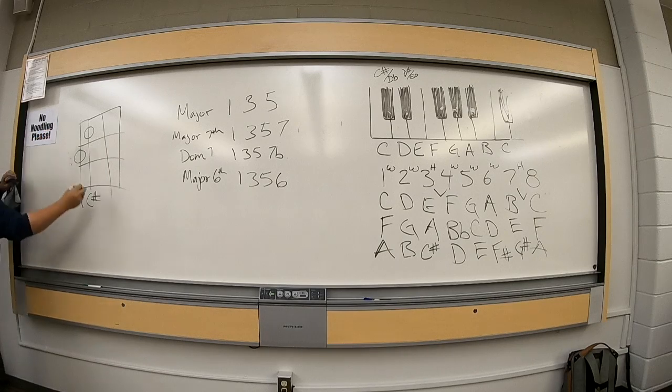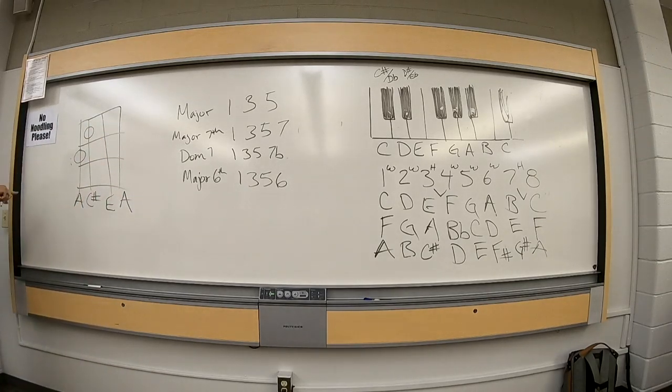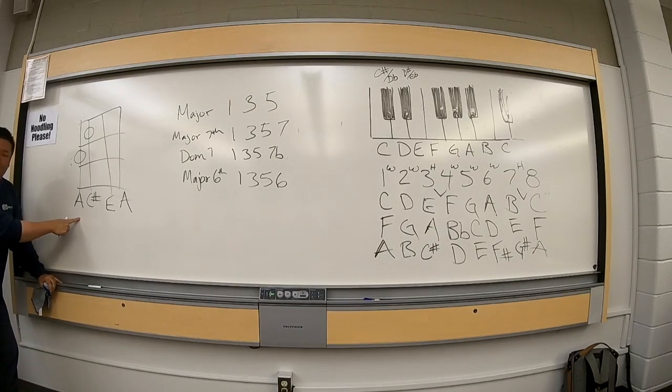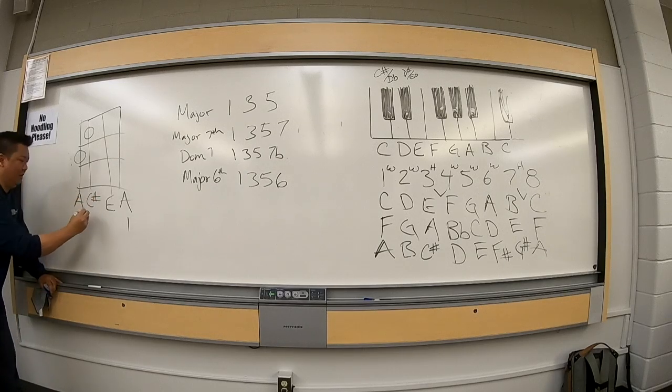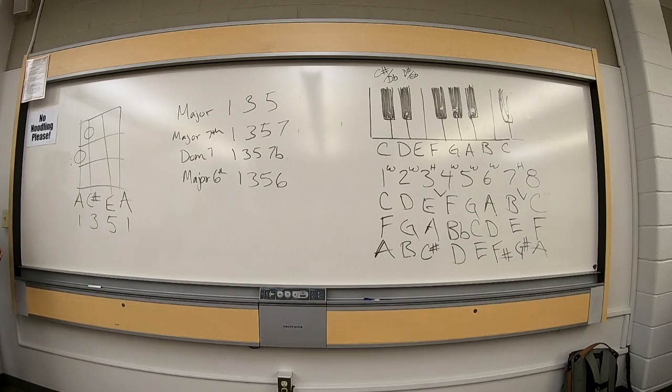What string is next? E. What string is next? A. Good. So numbers wise, if we're in the key of A, the A is what number? 1. The C sharp is 3. And the E is? 5. Does everyone understand how we got that? Yeah. So that's the major A chord. That's the major triad of an A major chord.